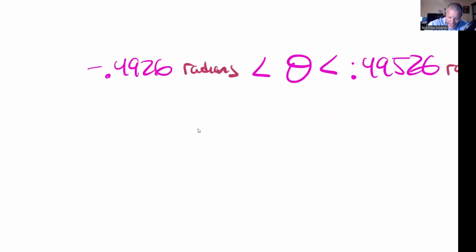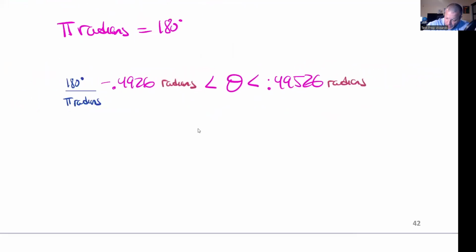All right, so if I want to get rid of radians, I need to have a conversion factor. I need my pi radians in the denominator. I need 180 degrees on top. Similarly, over here, we're going to get the same value, right? Because it's symmetric.